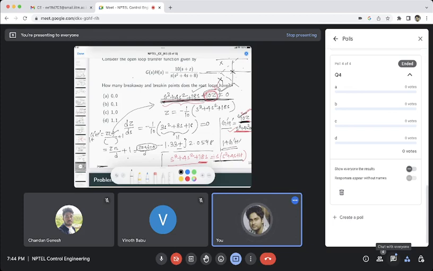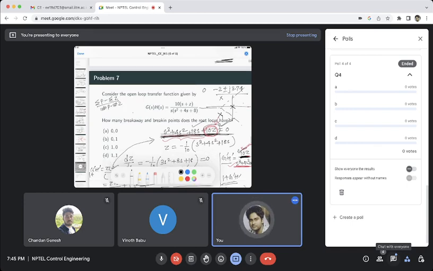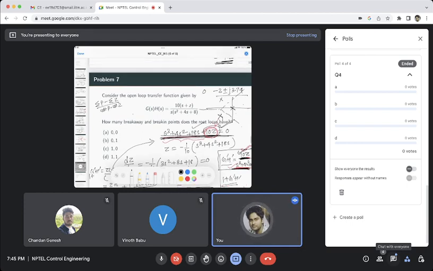All the poles. Okay, so the centroid calculation is the summation of the poles minus the summation of the zeros, divided by the difference between the pole number and the zero number, right? So here there are no zeros in the standard form, just 10z. And 3 poles are there, located at 0, -2, -2. So the summation is -2, -2, which is -4, divided by 3.